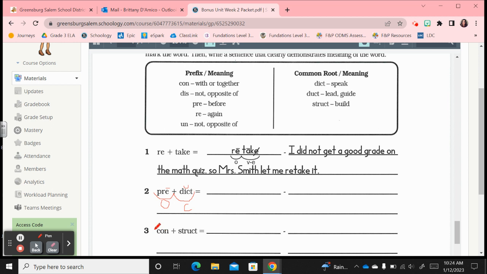How about number 3? We have the prefix con. Struct is the root. Con is a closed syllable prefix because we have that short vowel there. Struct is another closed syllable. Now let's take a look at the meanings. Con means with or together. Struct means to build. So you build something together. Maybe your sentence could be, I will construct a sandcastle at the beach. So you're going to put the sand together to build a castle.